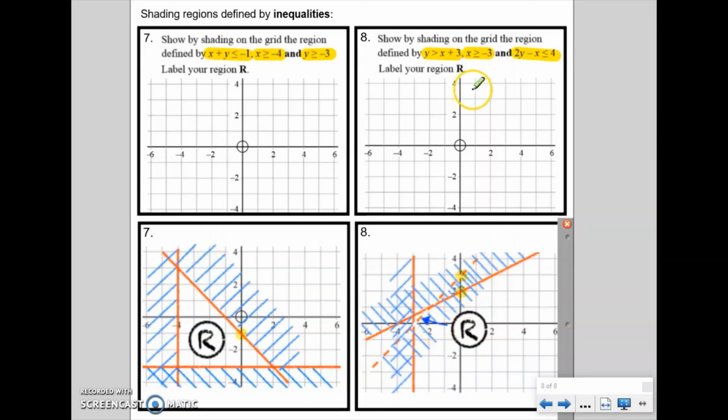And the required region that satisfies all three of these inequalities is this tiny little unshaded region in here, which I've labeled R with an arrow. Everything that is unwanted is shaded in, and my required region is R, this little region here.